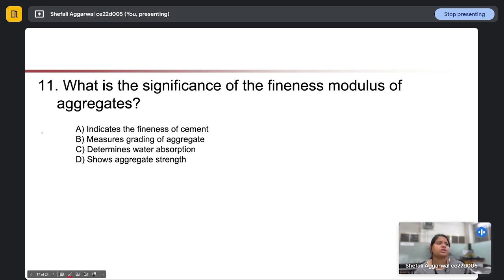Okay. So the next question is, what is the significance of the fineness modulus of aggregate? Why are we calculating the fineness modulus of our aggregate? It indicates the fineness of cement. Wrong. We are calculating it for aggregate, so it cannot give us the fineness of cement. Measure grading of aggregate can be true. Determine water absorption from fineness modulus. We cannot determine the water absorption. Show aggregate strength. Fineness modulus cannot actually show the aggregate strength.